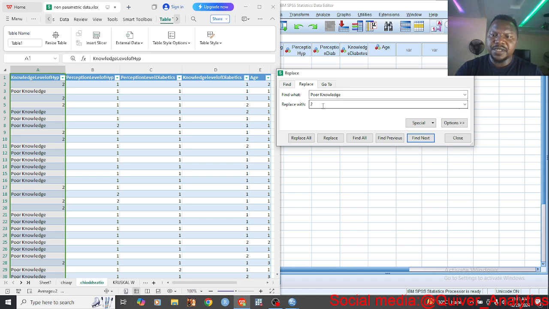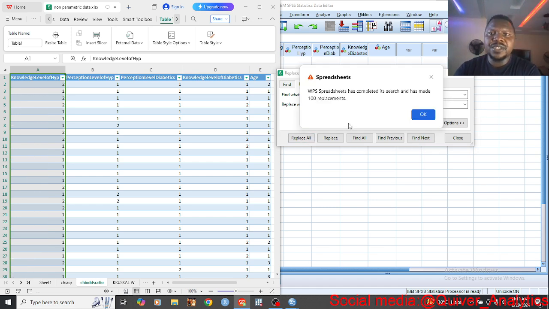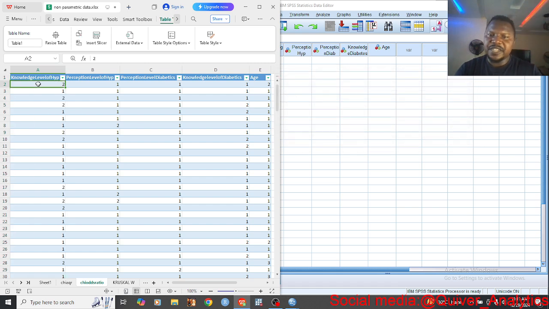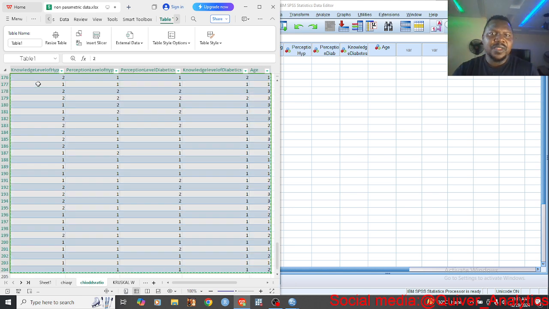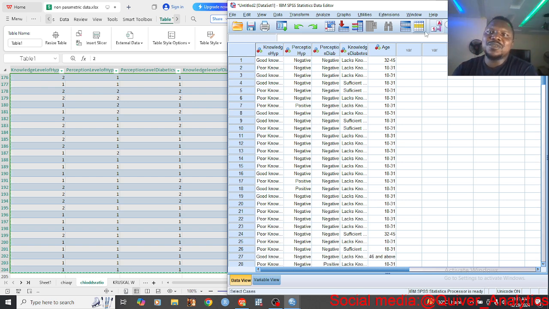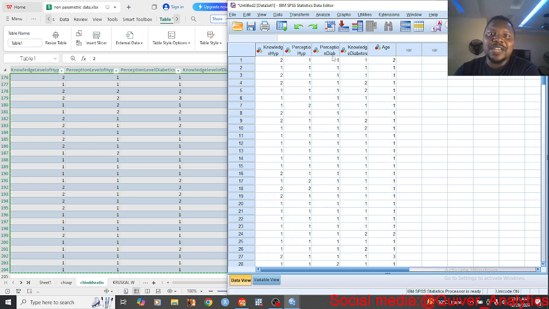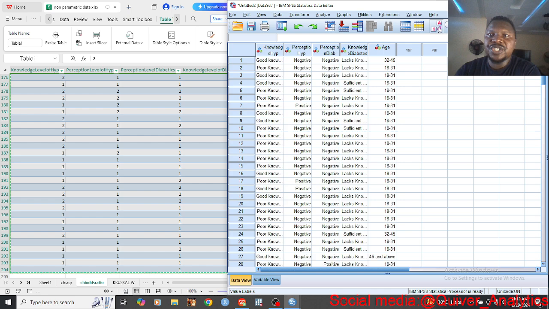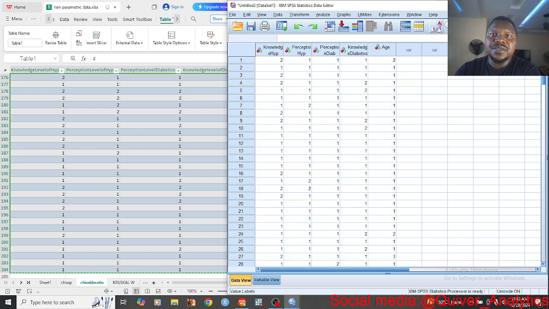Poor knowledge as 1. Now, having done this, the whole data is ready to be transferred into SPSS. So I highlighted it and I'm pasting it here. This is what I pasted. Because of what we've coded in the value labels, SPSS is able to see it for what it is, for their labels. If we check the value labels here, you can see them.